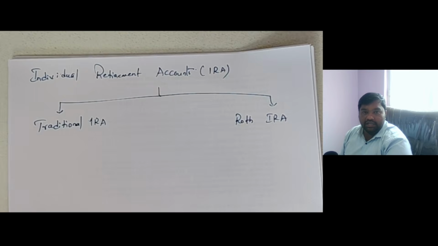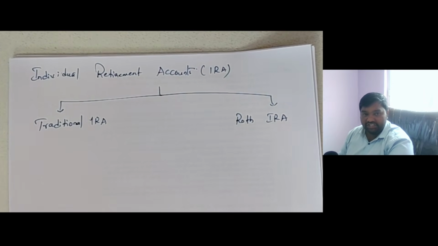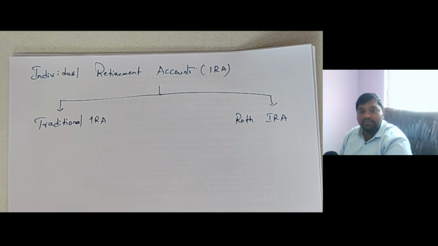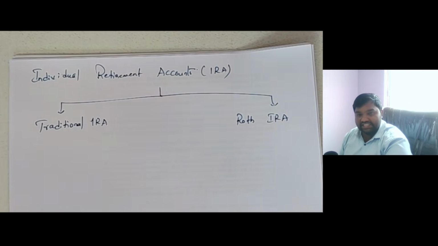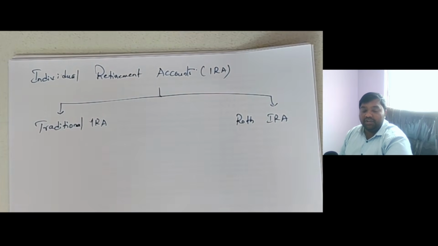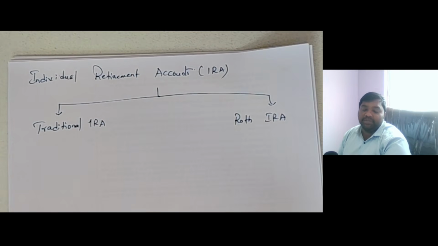Normally, if you are a salaried person receiving a Form W-2 wage statement from your employer, the employer will set up some type of retirement plan for you, like a 401k. You can also contribute individually to retirement accounts, so that is what we are going to discuss. We are not going to discuss employer plans, your 401k and all.